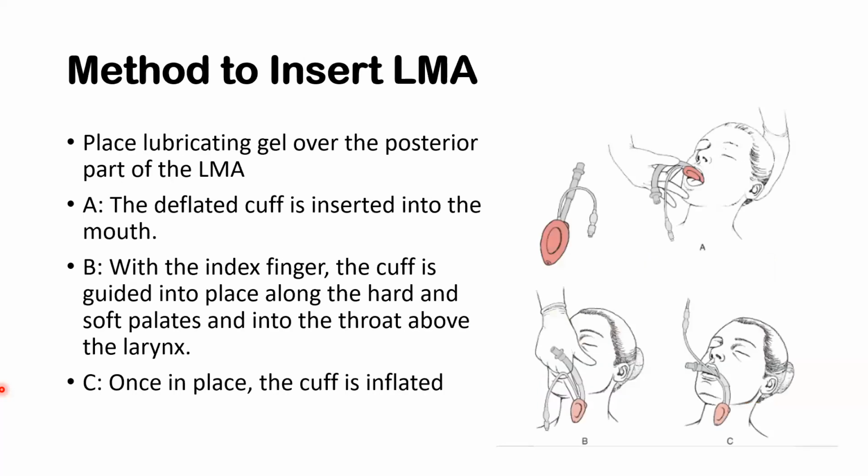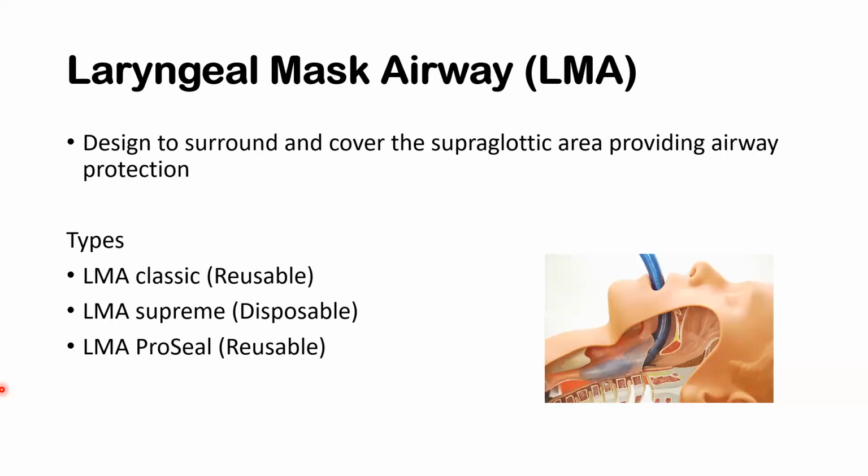So there are many types, but the common ones we encounter are the classical, then we have the Supreme and the Gel. The difference is the generation. The Supreme and Gel provide a channel for us to insert suction and a nasogastric tube for feeding, and they are upgraded so you can see better and such.